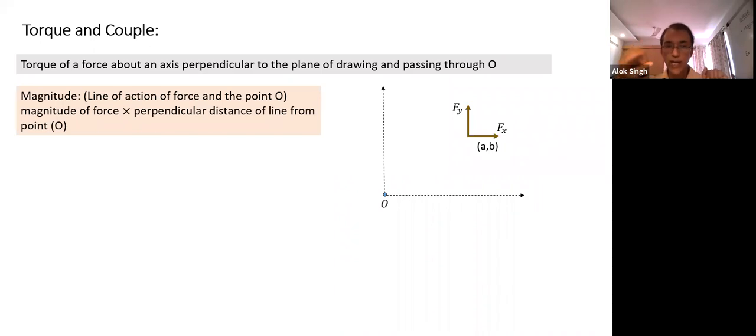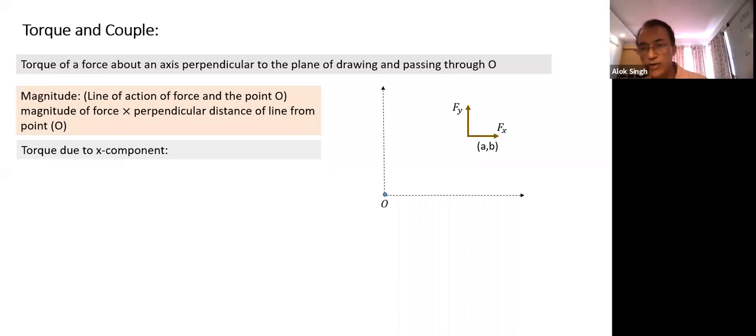And we find direction in terms of clockwise and anti-clockwise. If the force is trying to rotate clockwise, we take it as a negative value, minus k cap. If it is trying to rotate anti-clockwise, we take it as a positive value. Let's take an example. We have drawn a force acting at a point with coordinates (a, b).